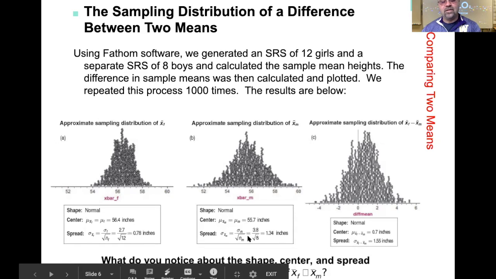The reminder here is to find the standard deviation. Remember, you cannot just subtract these two. In fact, you don't subtract. What you do is you find the variances and you add them, and then square root at the end. So that's a good reminder, and that's coming up here in a minute.